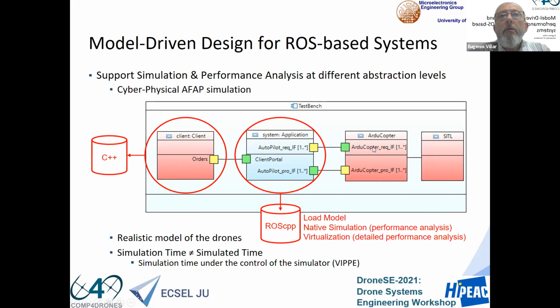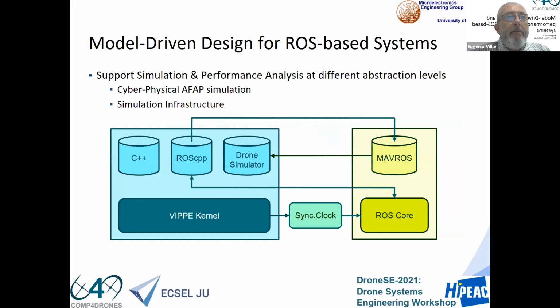autopilot and analog simulation model, in our case, Arducopter and SITL. The simulation infrastructure is different in that way, because now the drone simulator, which is again Arducopter, is under the control of VP, like all the C++ and ROS CPP code. But this code is now linked with the drone simulator through MAVROS, and the interaction between the model and this drone simulator is made through ROS core.